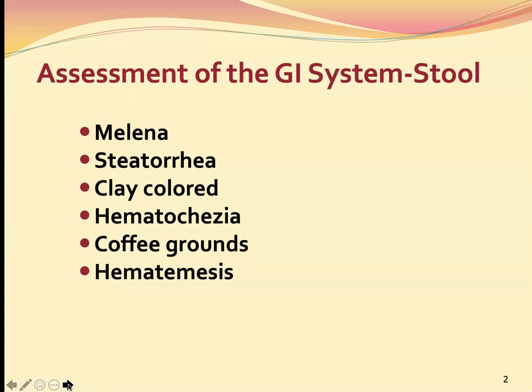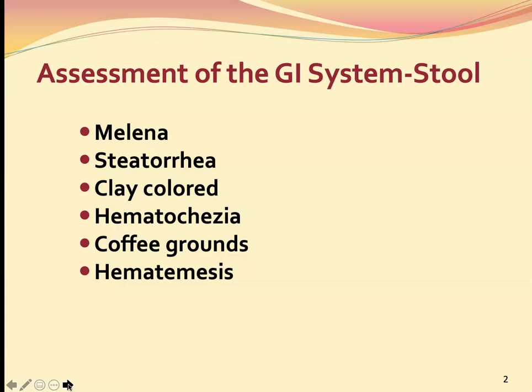Hematochezia, this is bright red blood per rectum. I think you guys have seen that abbreviation in the hospital. Bright red blood per rectum. And this could be, let's say a patient has internal hemorrhoids and they go to have a bowel movement and the hemorrhoids burst, and so then you see the bright red blood in the stool.